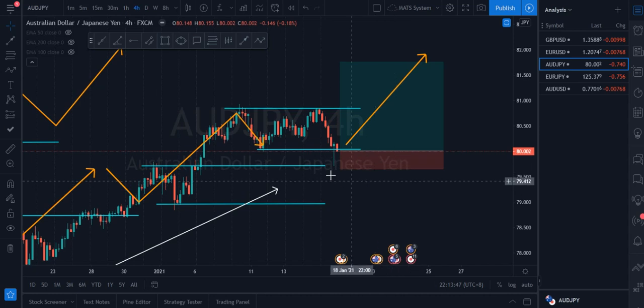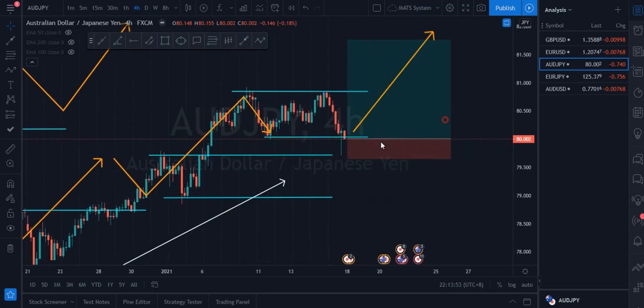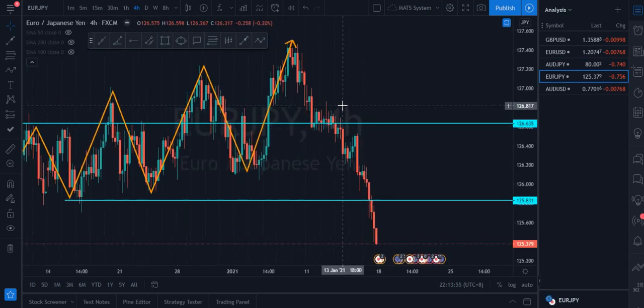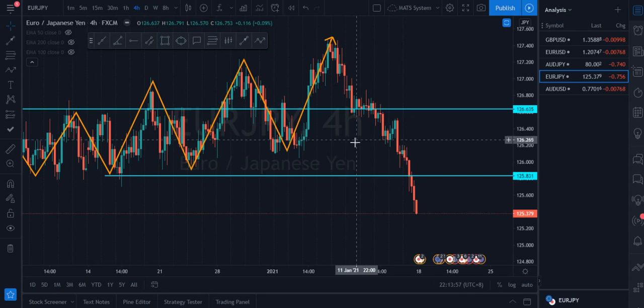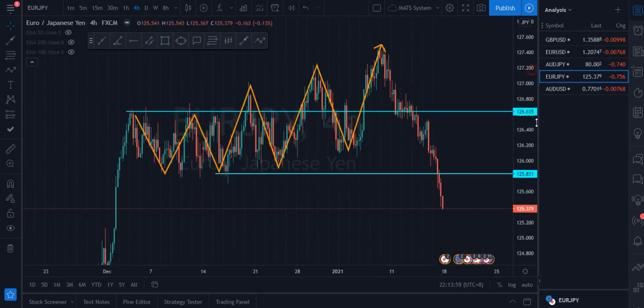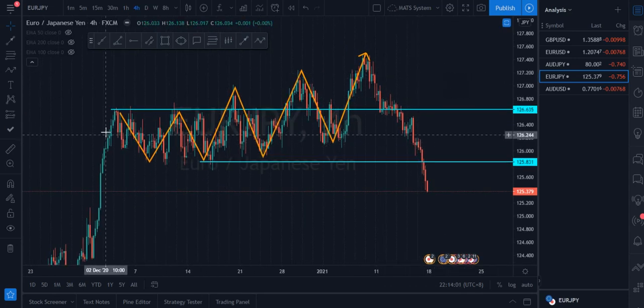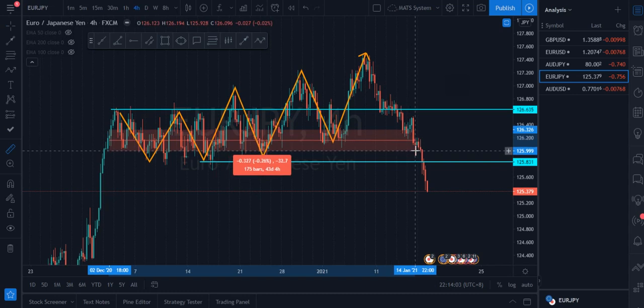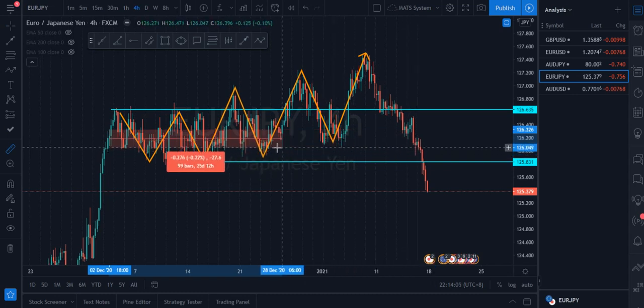Or an engulfing form, a pin bar form maybe. Monday, good timing for me to take off. Alright, okay. For Euro Yen, also, this is a very tricky pair for the past while. Wow, that's a crazy ride.